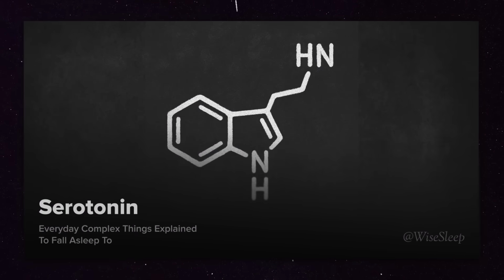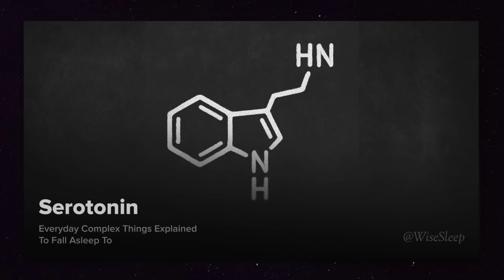Serotonin. You know that steady, calm feeling you get when things feel okay. Not exciting, not thrilling, just peacefully okay? That feeling is often linked to serotonin. Serotonin is a chemical messenger, or neurotransmitter, used by the brain and body to help regulate mood, sleep, digestion, and even body temperature. While it's most known for its role in emotional balance, serotonin is found throughout the body, especially in the gut, where most of it is produced.